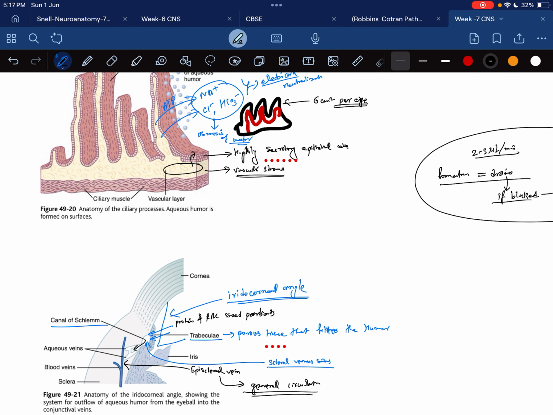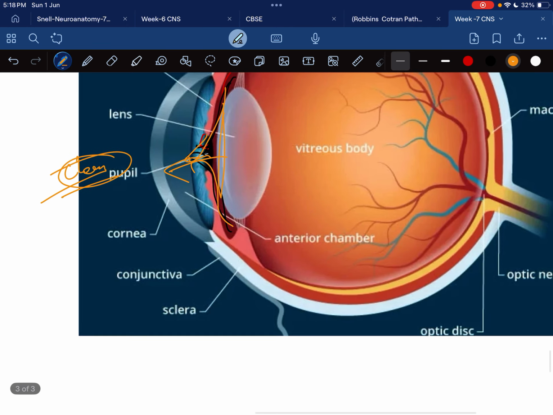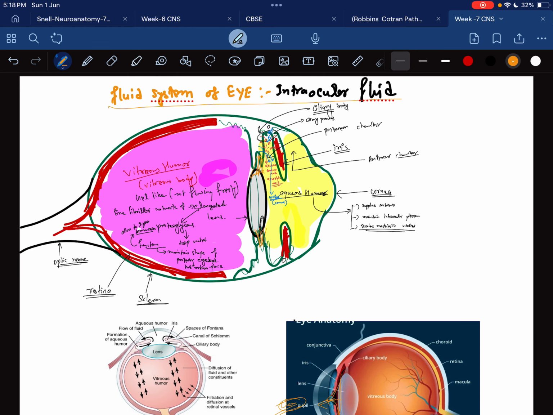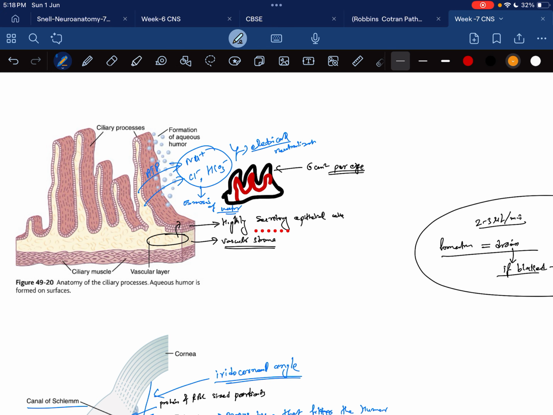It also preserves optical clarity. Here is the lens, and as the fluid passes this way and that way, it helps clean the surface of the lens. These are some functions of why we need it. It also supports the retinal function and positioning. So this is all regarding the fluid system of the eye and intraocular pressure, which are given in our guidance. I think it's helpful.